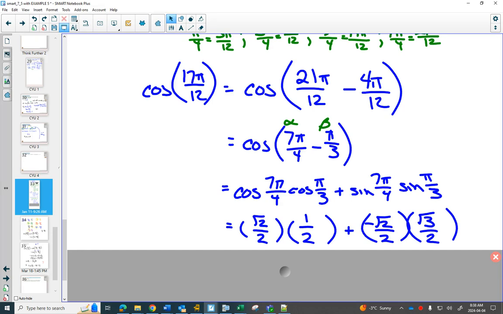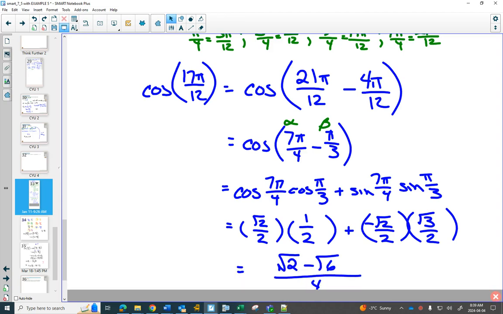7 pi over 4 is in quadrant 4. Pi over 3 is in quadrant 1. So in this case, when you do sine of 7 pi over 4, it has to be negative because sine is negative in quadrant 4. So it's still practicing our CAST rule, our unit circle, our pi plate. And once again, we write our final answer as a fraction.